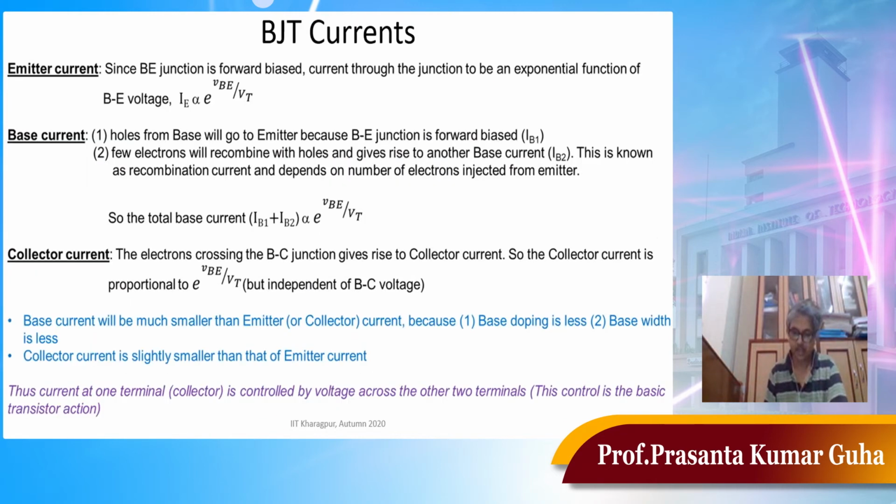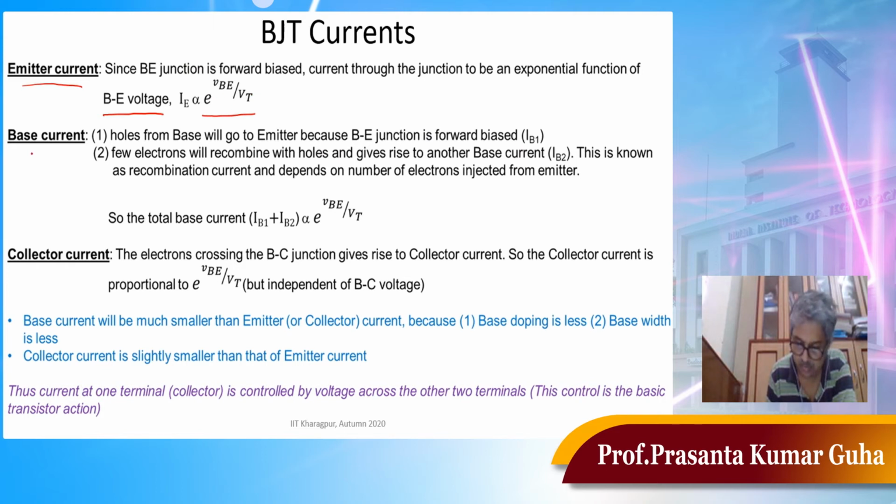Now if we go even further and discuss things in a little more detail, and try to formulate mathematical equations for those currents: as the base emitter junction is forward biased, the emitter current is obviously proportional to exponential VBE over VT. That is from the diode discussion we can appreciate that, because the base emitter junction is forward biased, so the emitter current will be proportional to exponential VBE over VT, right.